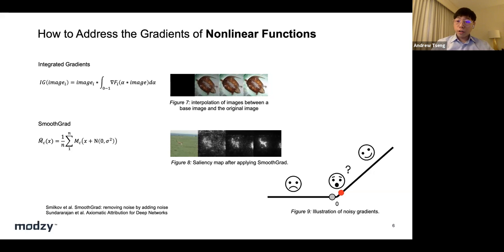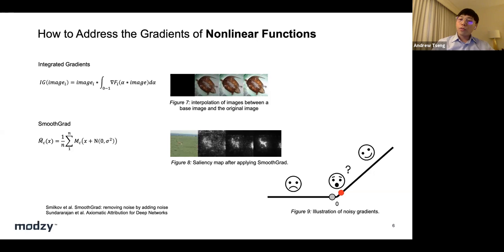So I present here 2 different methods which come from the papers referenced below. One of them is called integrated gradients and the other is called SmoothGrad. Both of the 2 solutions try to deal with noisy gradients.